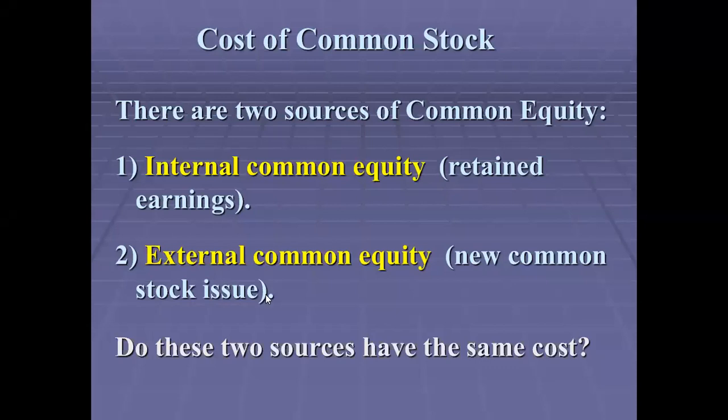This is the cost of common stock. I think we already explained this. There are two sources of common equity. The first one is internal common equity, which comes from the retained earnings, and the external common equity comes from the new common stock issue. Why is this called external? Because you are trying to get money from external investors. This is the internal investor. So the question is, do these two sources have the same cost?